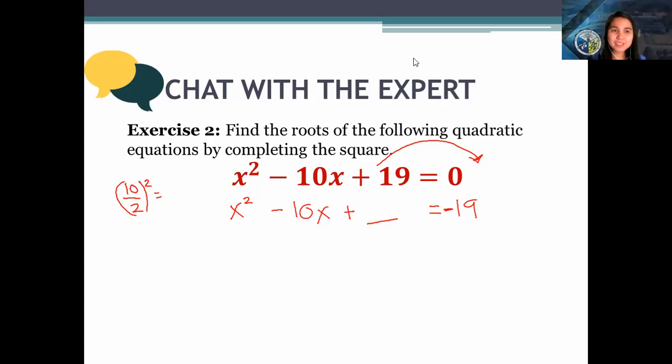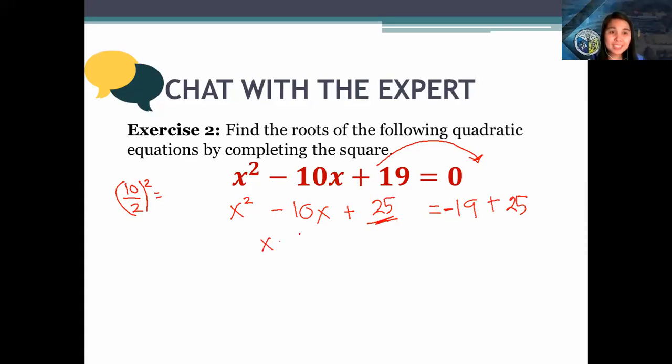10 divided by 2, that's 5. You square it, the answer is, very good, 25. And remember the golden rule. Do unto others what you want others to do unto you. So since we added 25 on the left-hand side, we'll also add 25 on the right-hand side. So we have, let's factor the left-hand side.